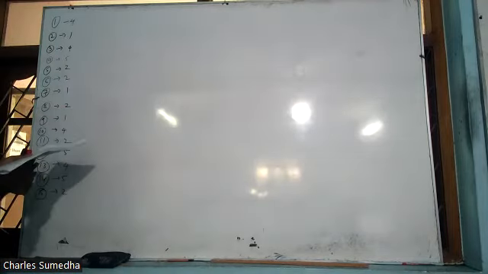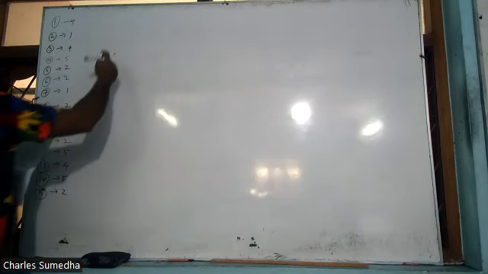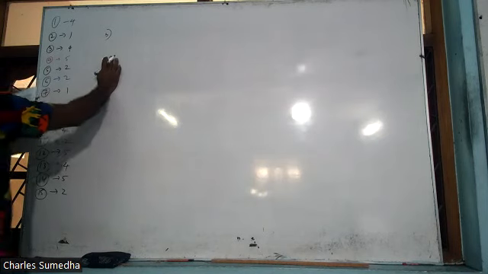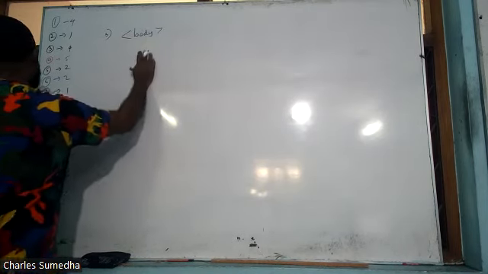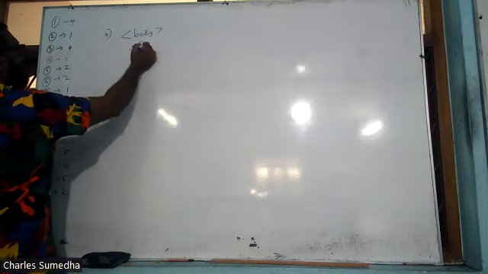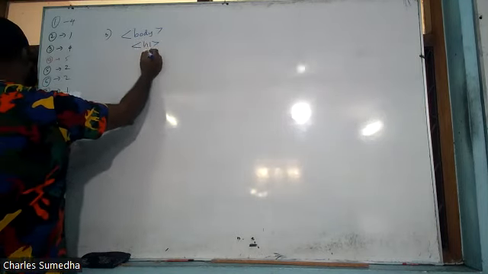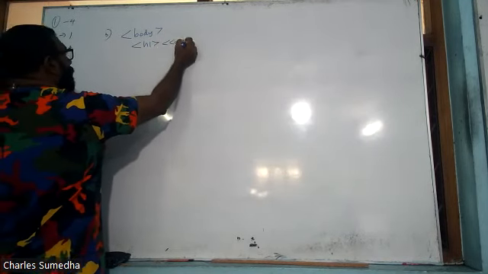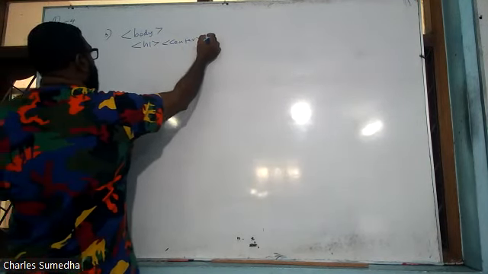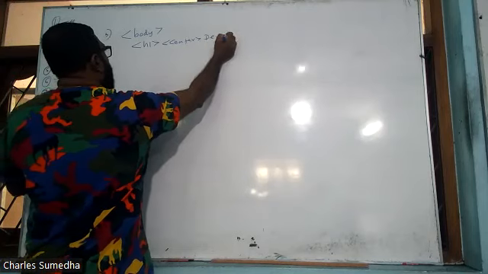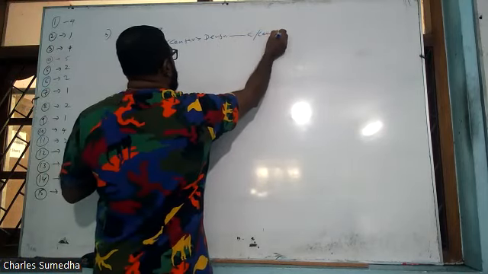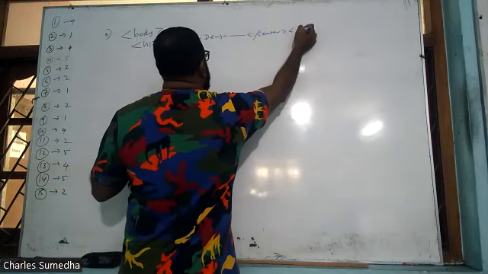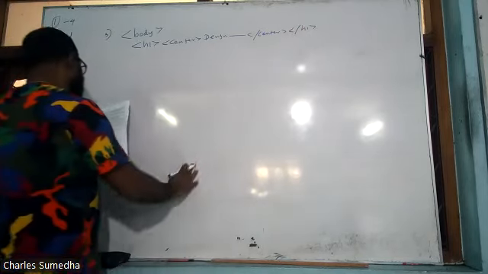Right. Now they have asked to write the HTML code. So when you consider the third one, first we have the body. The body they have given something in H1 and it is centered. So you have to use the center tag. Then the text. Then you close center. Then you close H1.